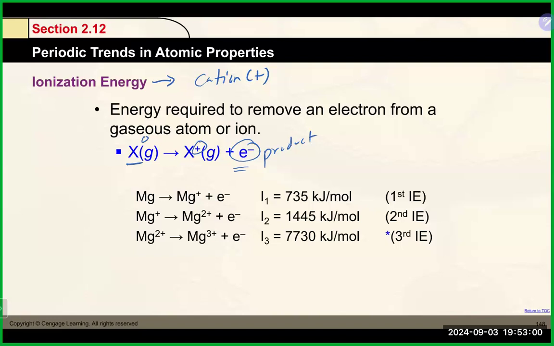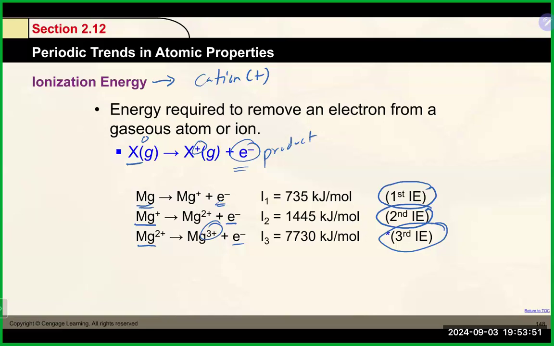If we look at magnesium, for example, the first thing that would happen is this neutral magnesium would dump off an electron. The energy required to do that is referred to as the first ionization energy, the energy required to remove the very first electron from a metal. Then the magnesium with a +1 charge will drop off a second electron and become +2. That is the second ionization energy, the energy required to remove the second electron. Then maybe magnesium drops one more electron and becomes +3. That is the third ionization energy in this particular case.